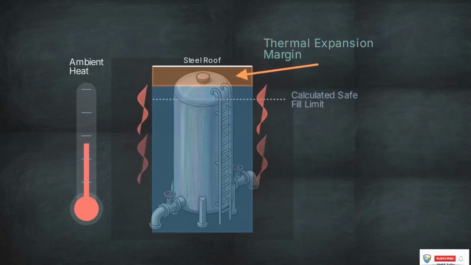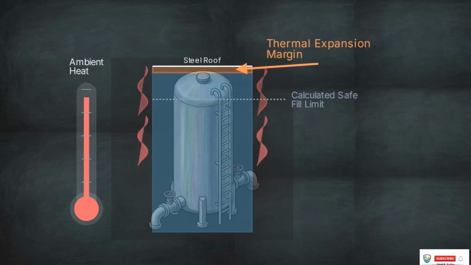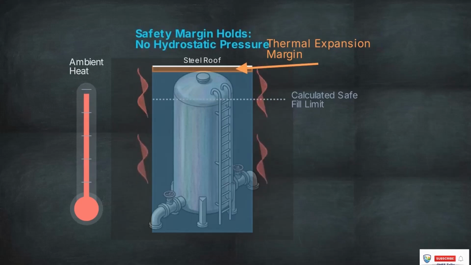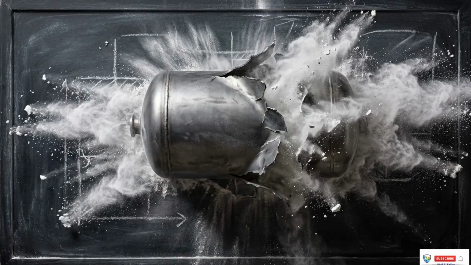We are required to leave an empty vapor space at the top of the vessel. This thermal expansion margin accommodates the swelling liquid without putting hydrostatic pressure on the steel roof. Failing to calculate and enforce this margin removes the expansion space. The expanding liquid will pressurize the rigid container, directly risking a catastrophic vessel rupture and a boiling liquid expanding vapor explosion.